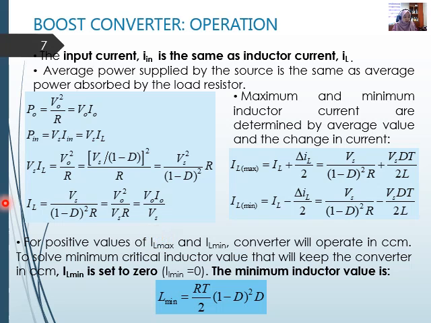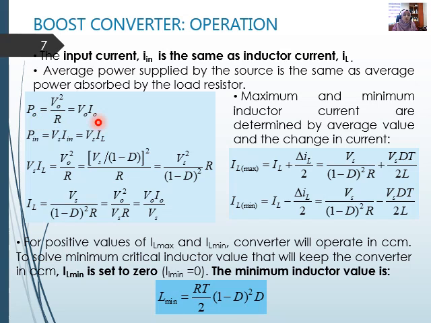So we need to find the average inductor current IL. Remember what I just said, the input current IS will be equal to the inductor current. Why is that? Because your input voltage is being connected directly to your inductor, so the same current flows to the input as well as to the inductor. The input power will be equal to P naught.